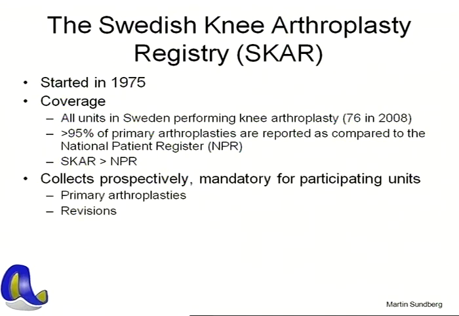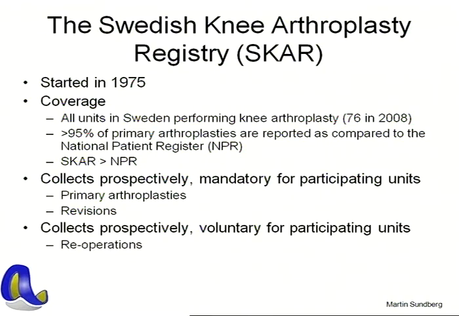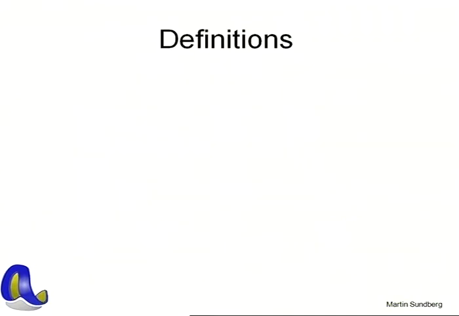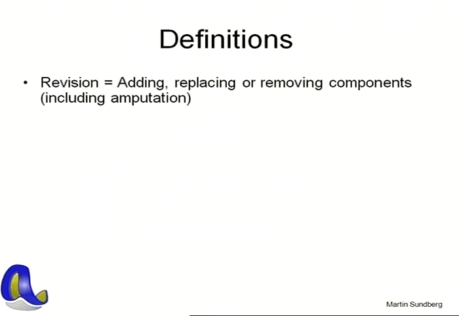The knee registry collects prospectively information about primary arthroplasties and revisions from the participating units, but they are not obliged to report re-operations. So the definition of a revision, as we say it, is adding a component. If you, for example, add a patellar button, if you replace any component, even the tibial insert, it is considered a revision, and removing components without replacing them, for example, an amputation or an arthrodesis, is also considered a revision.